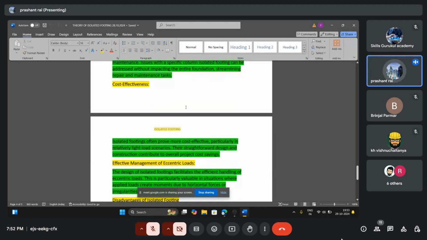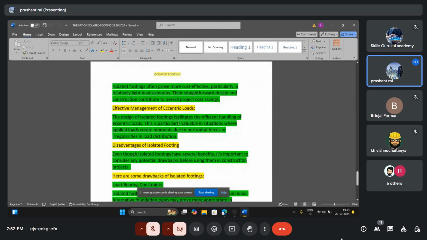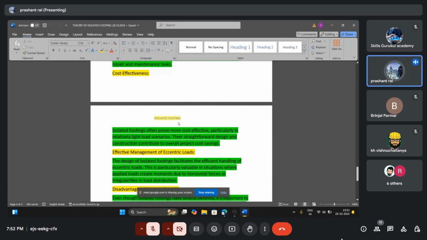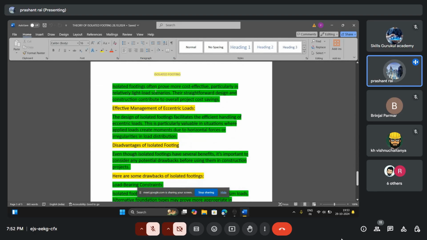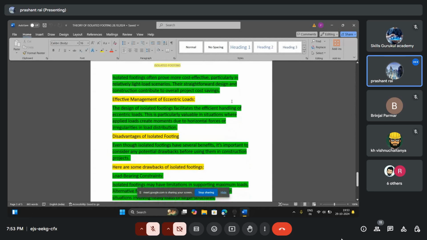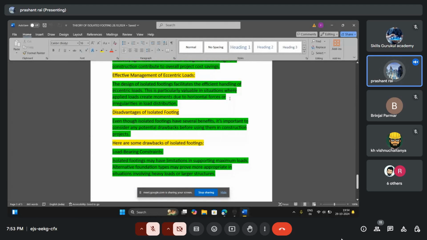The isolated footing is also cost effective, which means it is very good in terms of economy. Isolated footings often prove more cost effective, particularly in relatively light load scenarios. The straightforward design and construction contribute to overall project cost savings. Effective management of eccentric load: the design of isolated footing facilitates the efficient handling of eccentric loads. This is particularly valuable in situations where applied loads create moment due to horizontal forces and irregularity in the load distribution.